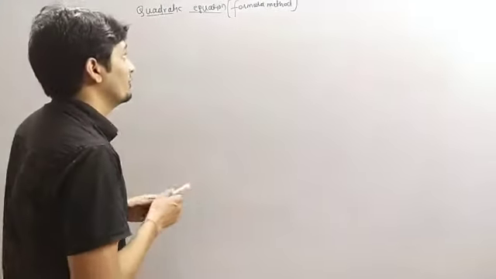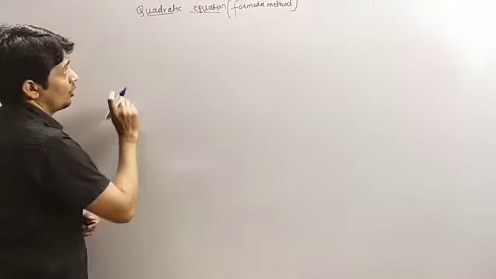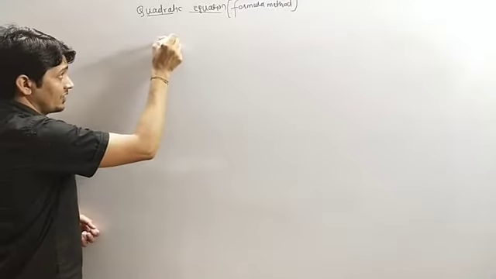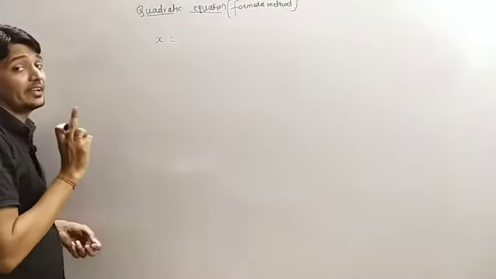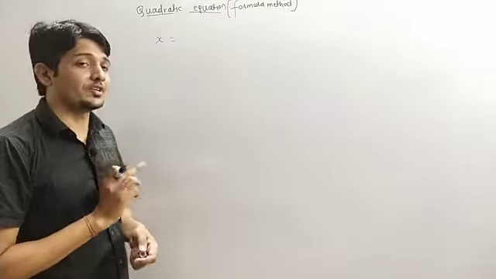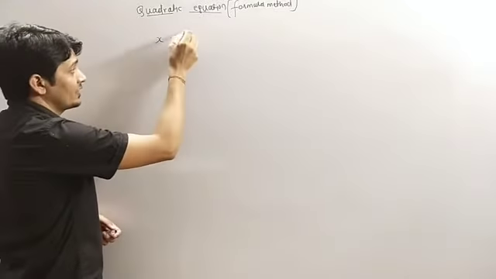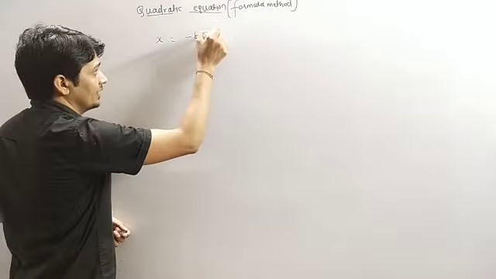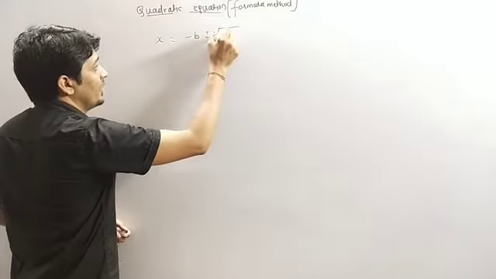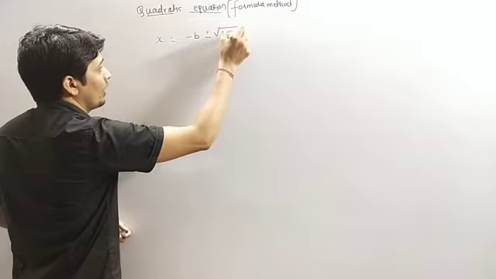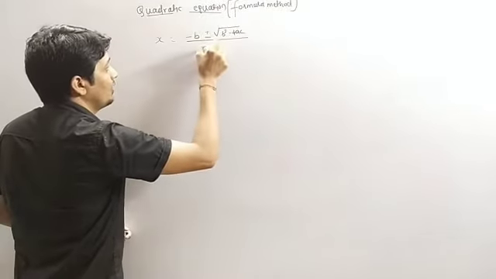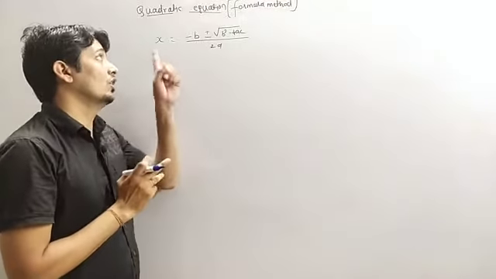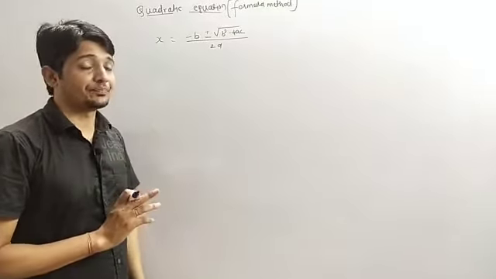So we have a formula for solving the quadratic equation, which is x equals minus b plus minus root b square minus 4ac divided by 2a, where x is the variable of the quadratic equation. This is the formula we have to apply to solve the quadratic equation.